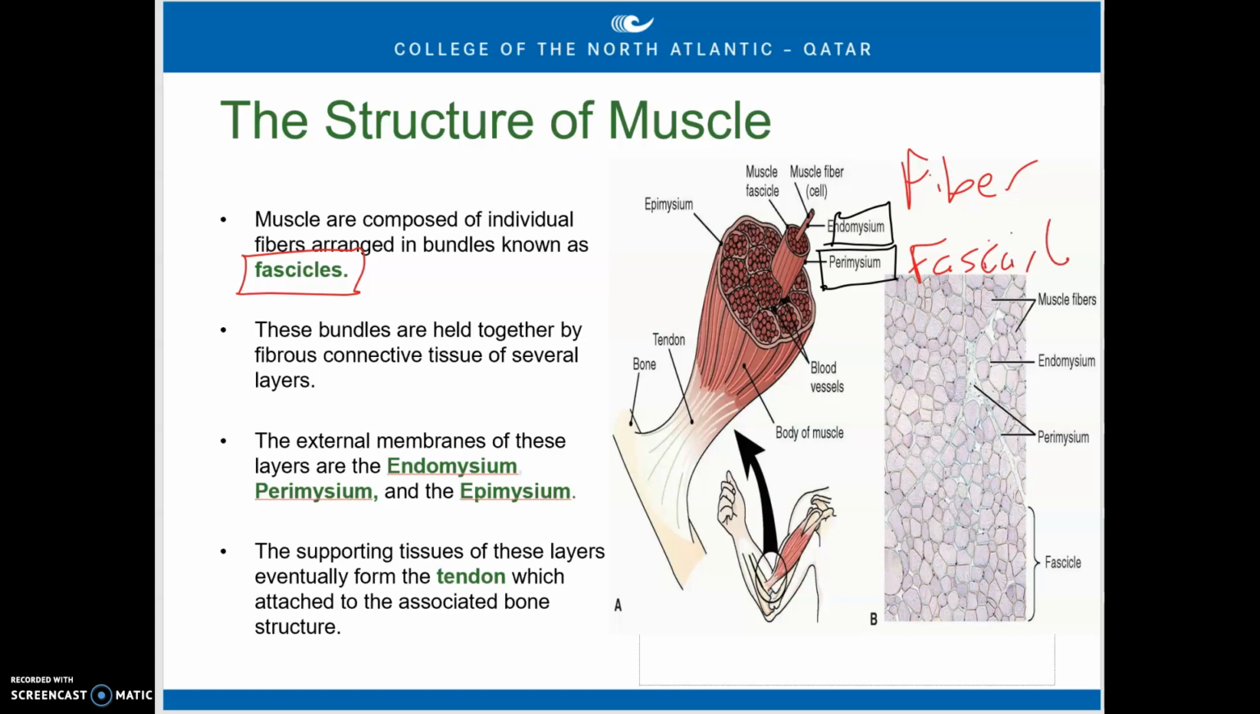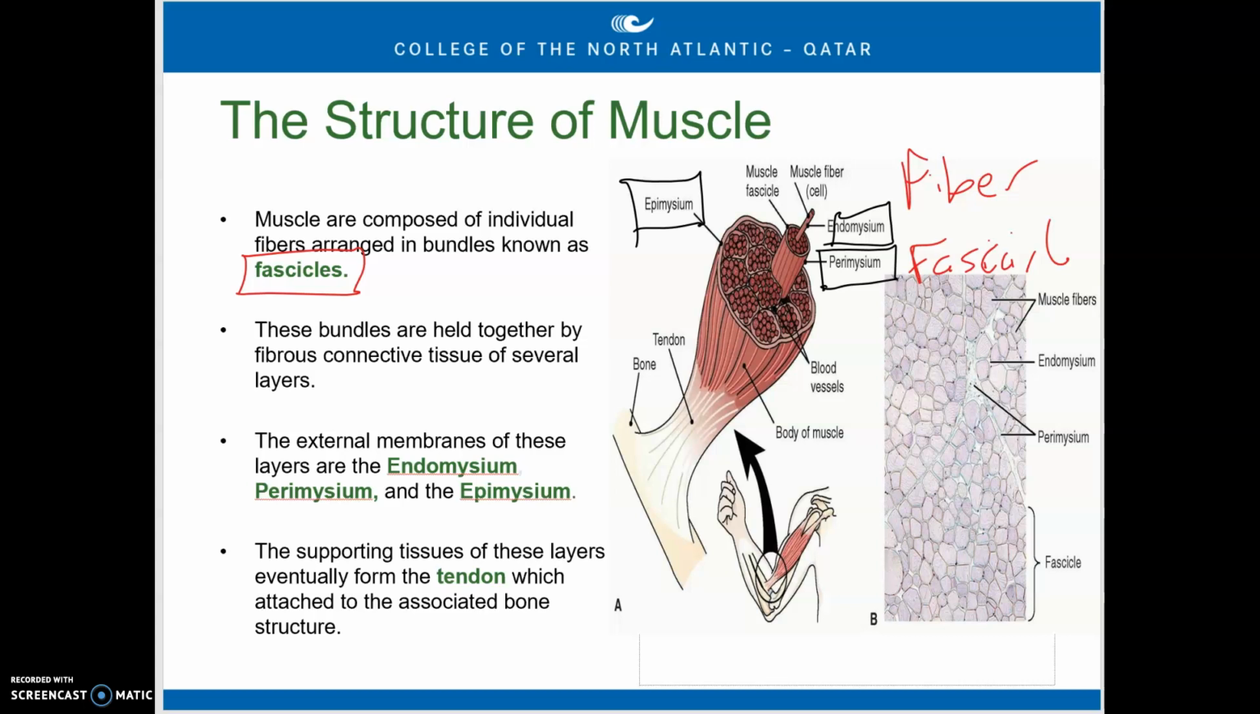Sorry about the spelling and the writing. So we have the endomysium, which surrounds the fiber, and then we have a group of fibers, and that's surrounded by the perimysium, and that's called a fascicle. And then when we have a group of fascicles together, that's surrounded by a membrane called the epimysium, and that's going to be holding together several fascicles. And you can see in the picture, the epimysium goes along the very outside of this particular muscle.